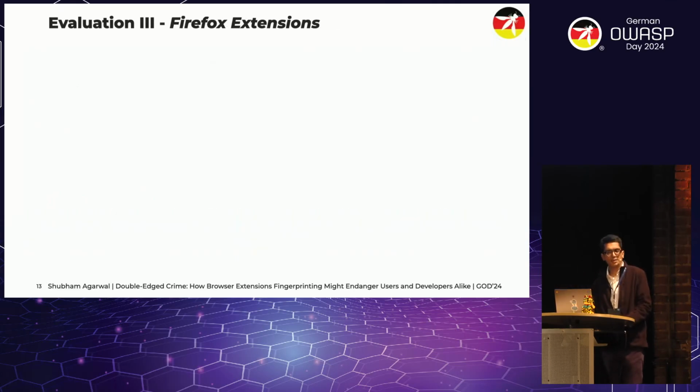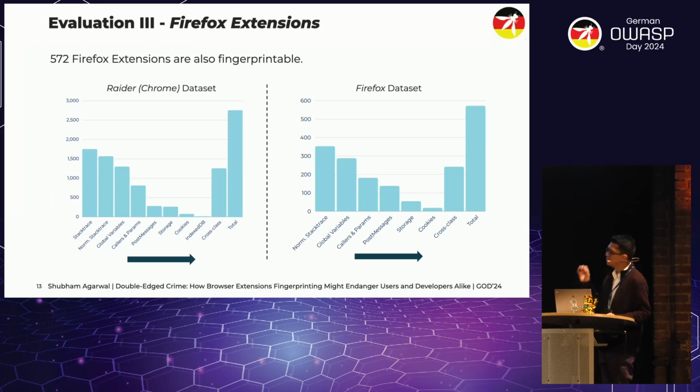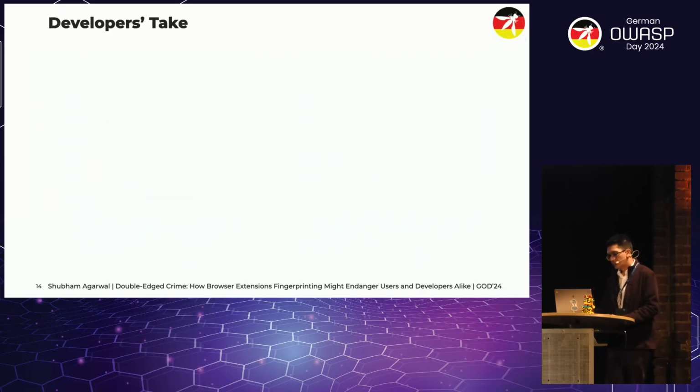Okay, quickly. Yes, I talked about Chrome extensions, but does this translate to other platforms, because the underlying API remains the same? Well, actually, yes. Of course, the number of extensions on the Firefox store is much less. But if you look at the trend here, it's pretty much similar in terms of which vectors contribute most fingerprinting traces.